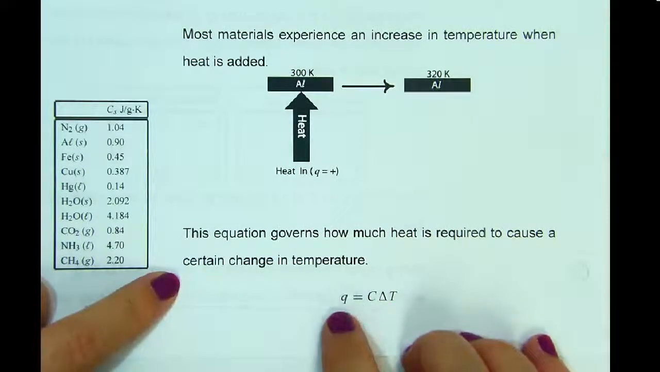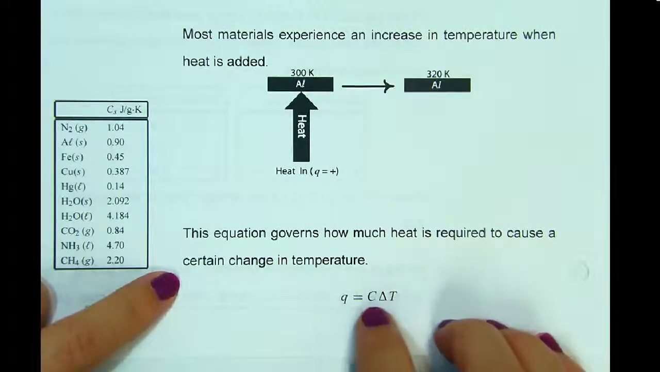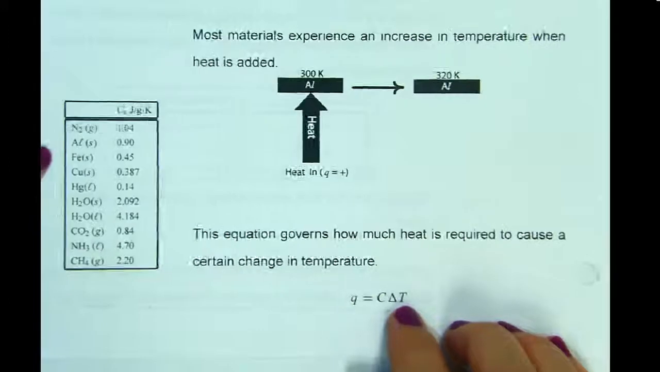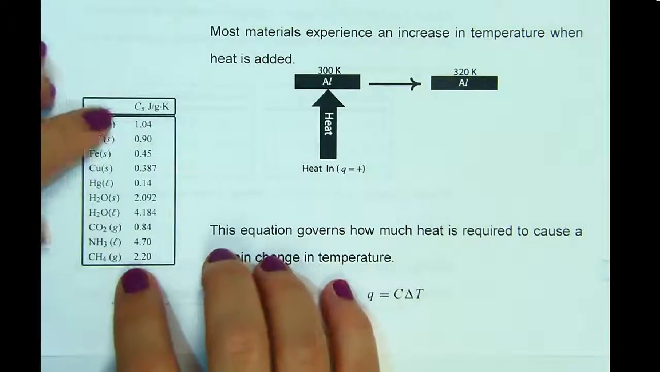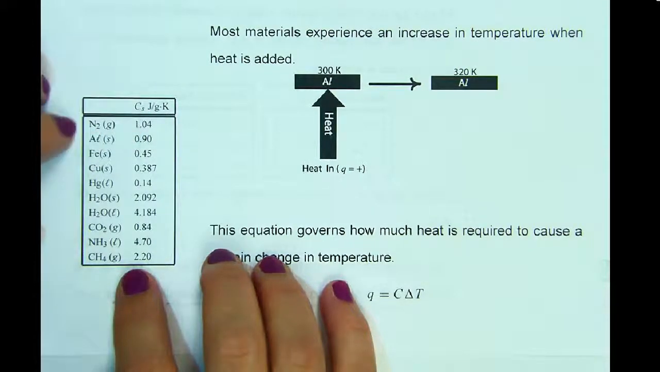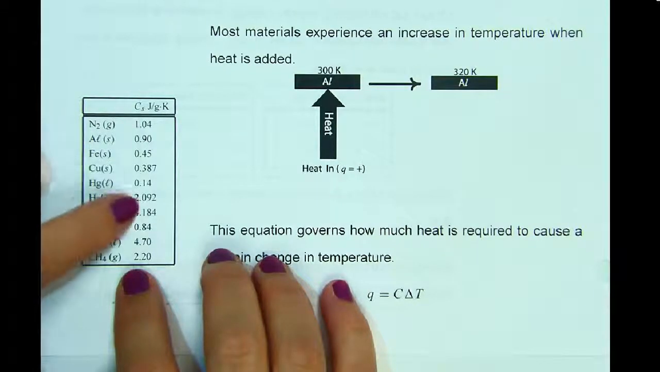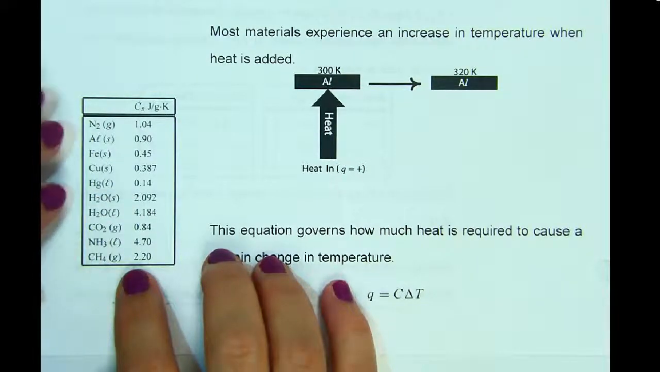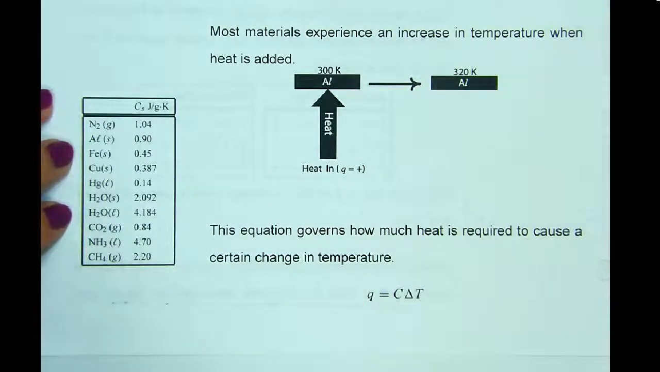The amount of heat is equal to the heat capacity of your object times the change in temperature that would occur. Over here on the left is a chart or table of specific heat capacities. Notice the units are joules per gram times Kelvin. And these are specific heats for these different materials. These are constants, so they don't change. And they'll be given to you on the tests or any assessments.